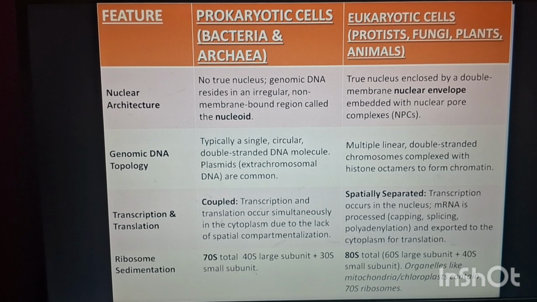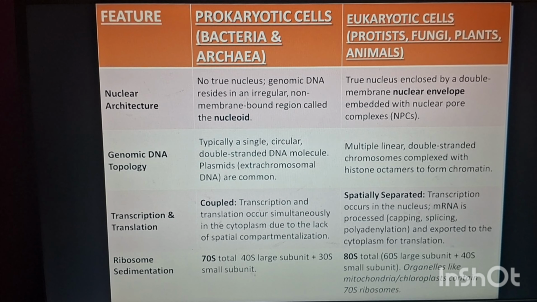Next feature is genomic DNA topology. In prokaryotic cells, it is typically a single circular double-stranded DNA molecule, and plasmids are common. In eukaryotic cells, there are multiple linear double-stranded chromosomes complexed with histone octamers to form chromatin.